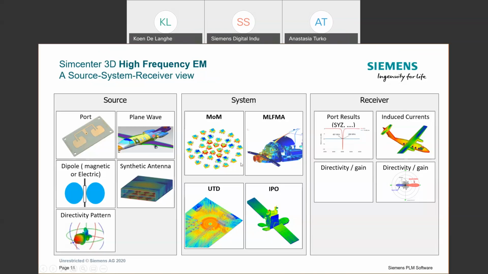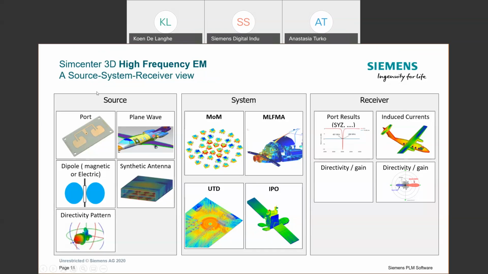So essentially with this portfolio of technologies, you can select the best method to be used in your application. Mostly, if you're talking about antenna design and integration, and also EMC, primarily you would look into MoM and MLFMA technology. These are the description of the system. This is the discretization. This is the discretized model.